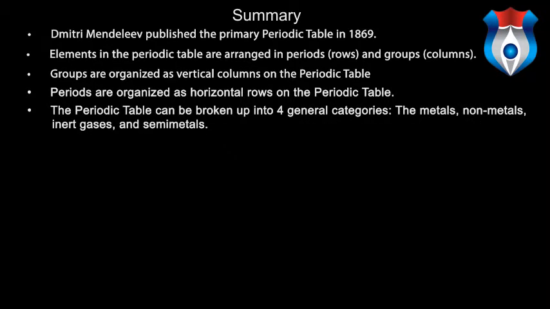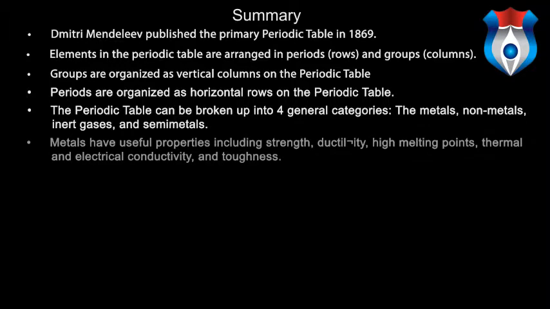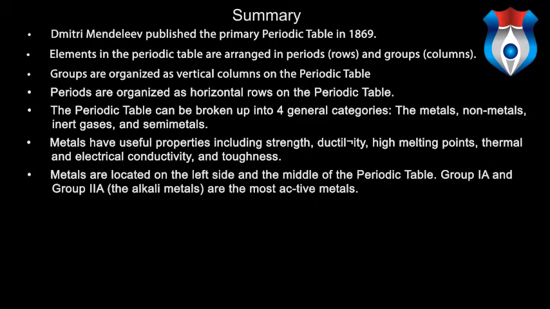The periodic table can be broken up into 4 general categories: the metals, non-metals, inert gases, and semi-metals. Metals have useful properties including strength, ductility, high melting point, thermal and electrical conductivity, and toughness. Metals are located on the left side and the middle of the periodic table. Group 1A and Group 2A, the alkali metals, are the most active metals.